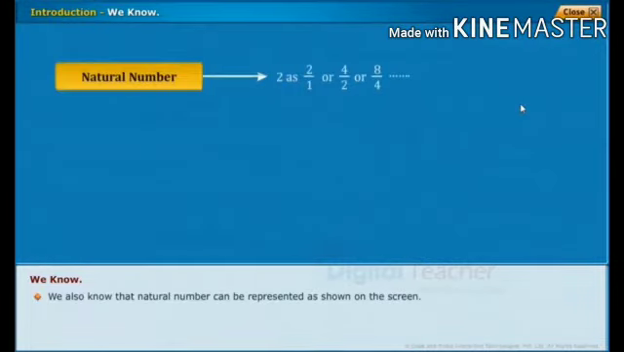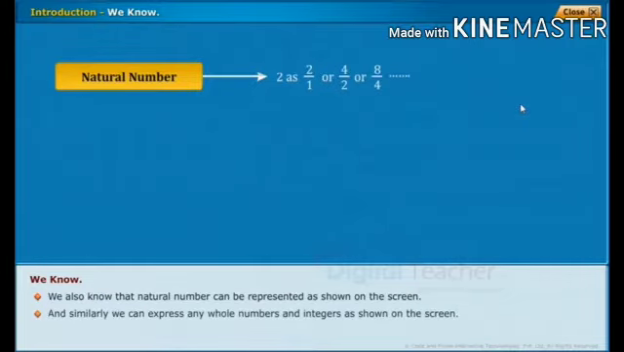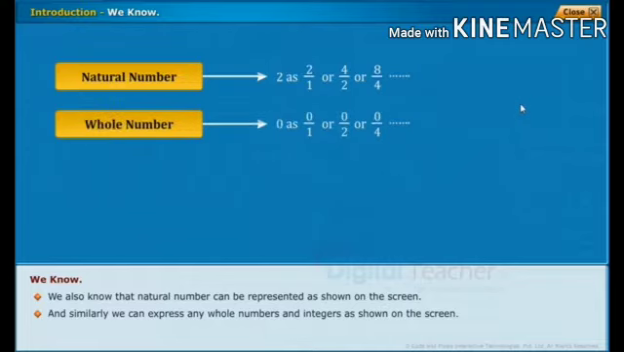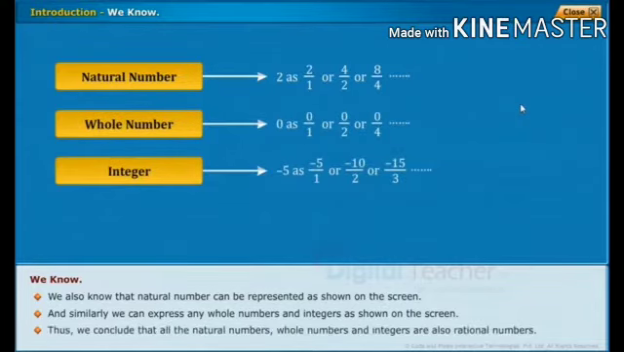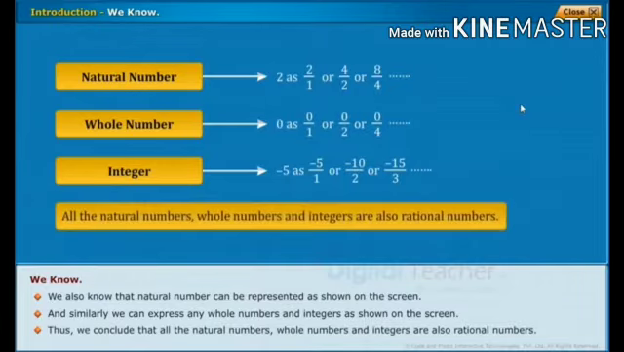Even a natural number is also a rational number. 2 can be written as 2 by 1. Whole number 0 can be written as 0 by 1. Integer -5 can be written as -5 by 1. All the natural numbers, whole numbers and integers are also rational numbers.